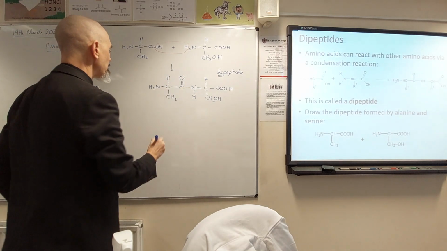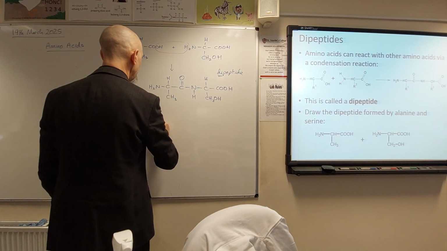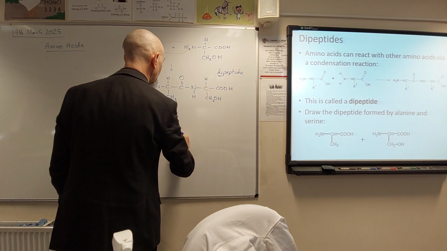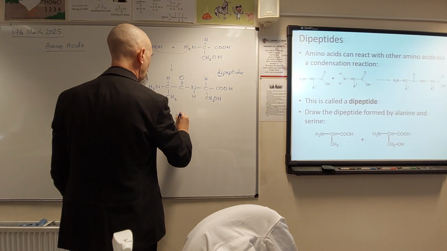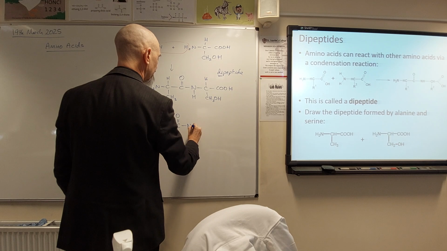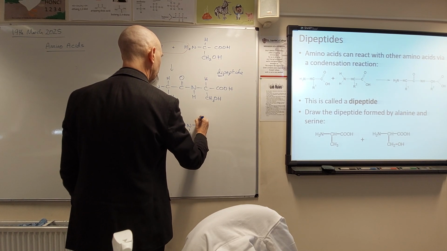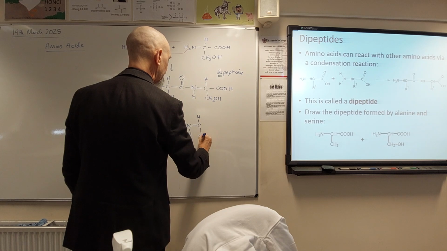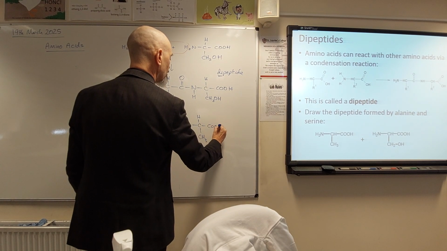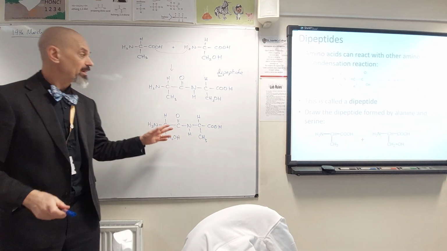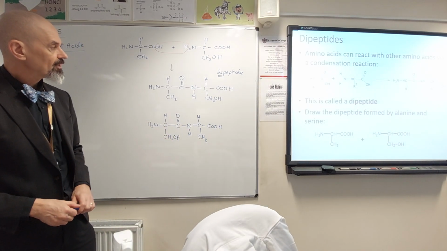I could swap them around and have the serine on the left. There's my peptide linkage. Sorry, I've already done that. I'm looking for an H there. See, and there is the alanine on the right. So just with two amino acids forming a dipeptide, we've already got two possibilities.